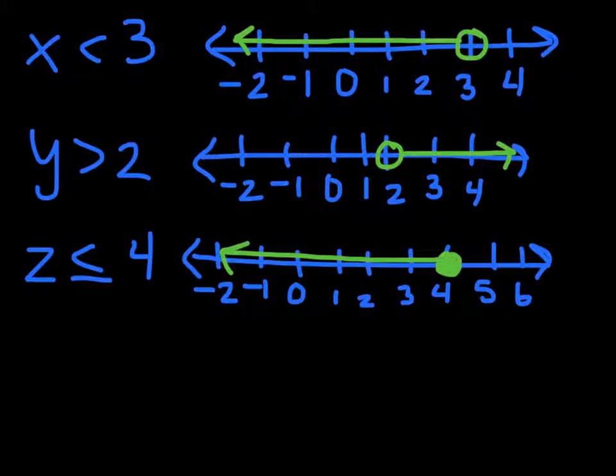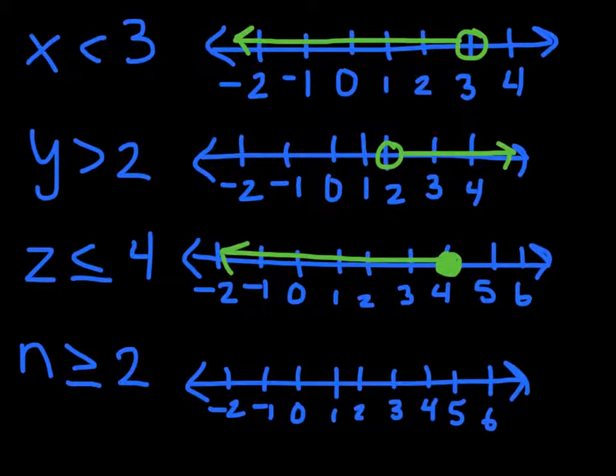Finally, let's draw an example where our variable is greater than or equal to a digit. n is greater than or equal to 2. We'll graph this on the number line by drawing a closed circle at 2 to show that 2 is included in the set, and drawing an arrow to the right to indicate that all numbers to the right, or greater than 2, are included in the set that makes n true.